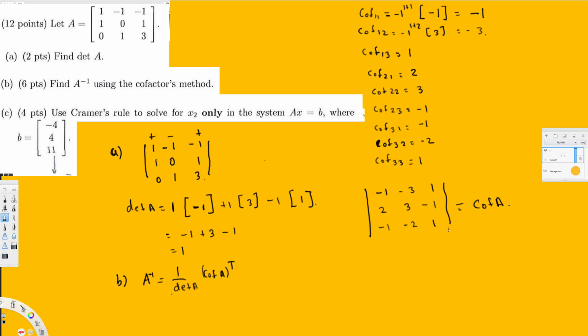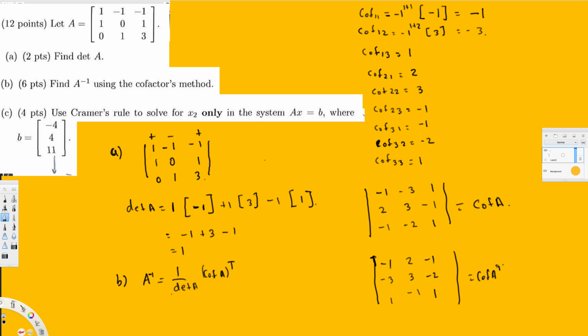To find the cofactor A transpose, the first row will become the first column, the second row will become the second column, and the third row will become the third column. So that's how it's done. Let's switch this one into columns. It's going to be -1, -3, 1, then 2, 3, -1, then -1, -2, 1. So this is cofactor A transpose.